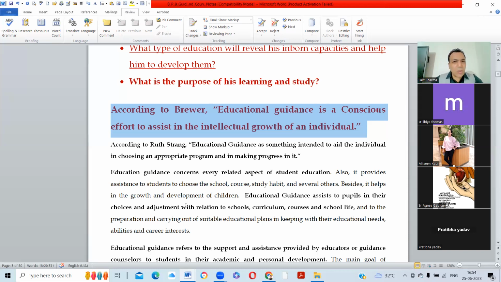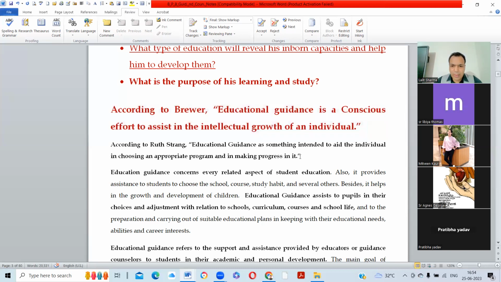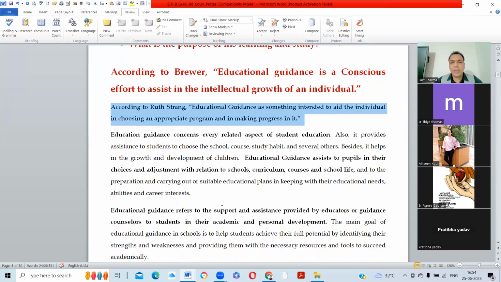So all these subjects, even guidance and counseling, we are studying in the B.Ed. The purpose of guidance and counseling is that unless we have the knowledge of this, only then can we provide it to the students, right? And Ruth Strang's definition, if you write any definition, it is good. According to Ruth Strang, educational guidance is something related to aiding the individual in choosing an appropriate program and in making progress in it.